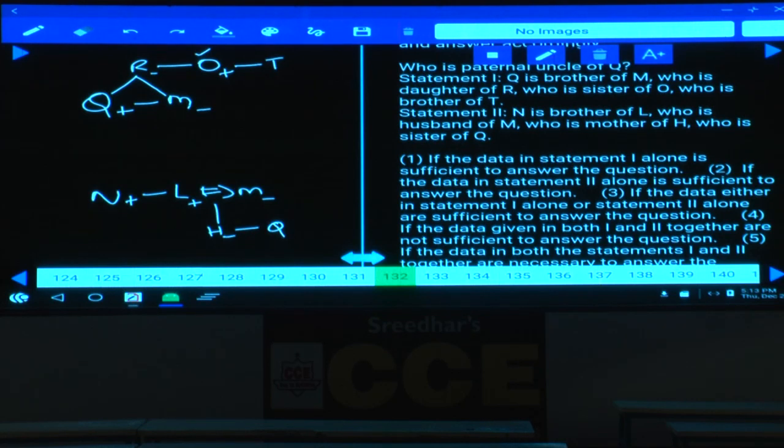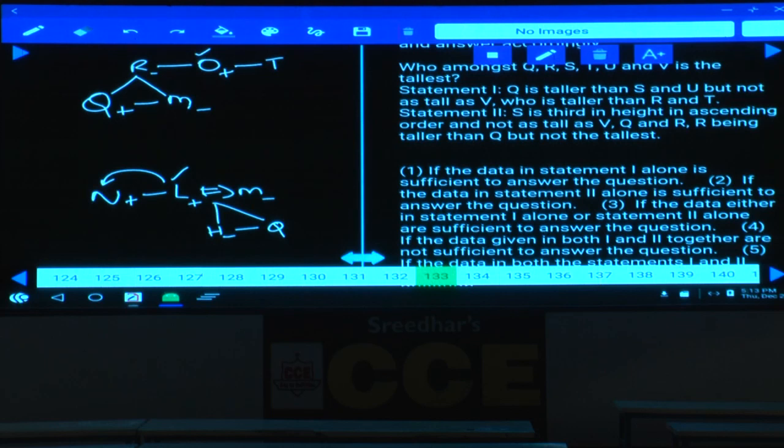As H is the sister of Q, Q's father is L, and the father's brother is N. So who is the paternal uncle of Q? N is the paternal uncle of Q. Are we getting the answer or not? Hence 2 alone is sufficient, that is choice 2. 132. Then question number 133.